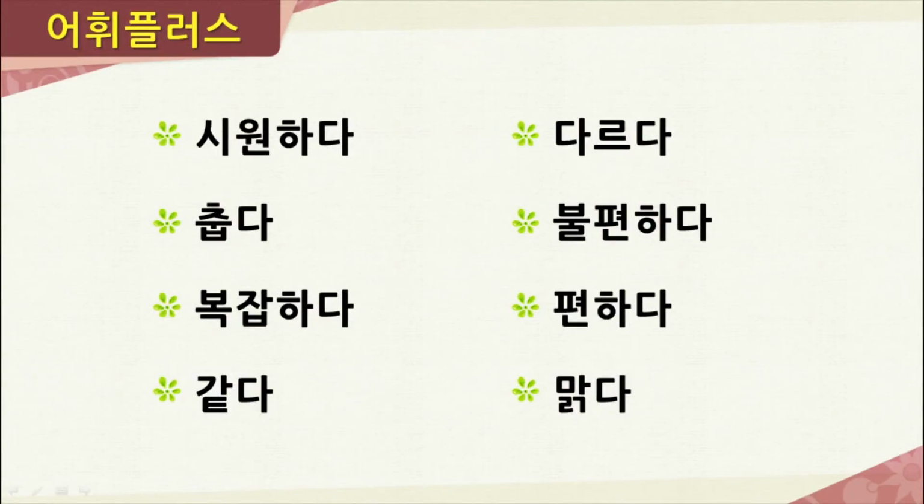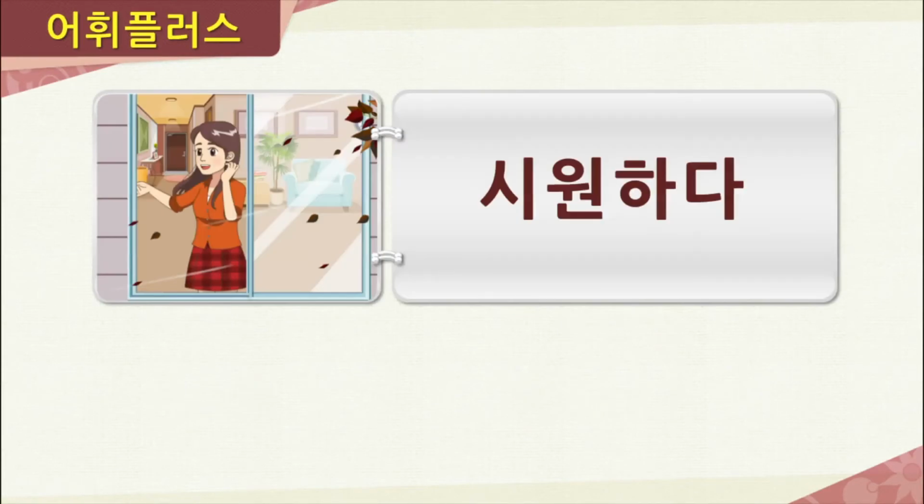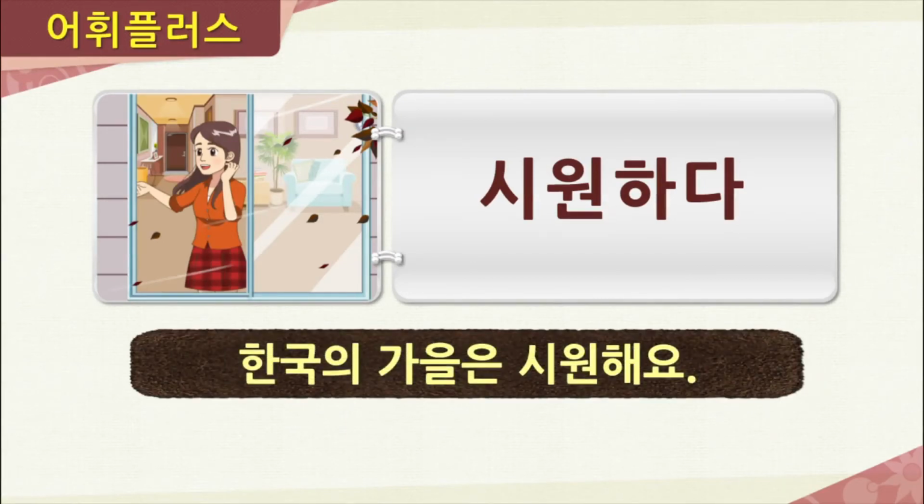Now, it is time for the Vocabulary Plus section. Here, we will look at more descriptive verbs and words related to weather. Now, the first word here is 시원하다. In the picture here, it's autumn, and the wind is blowing. So, how would you describe Korean's autumn? Well, we could say that it is 한국의 가을은 시원해요.